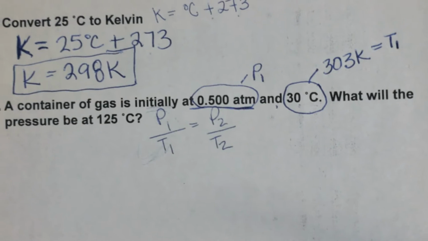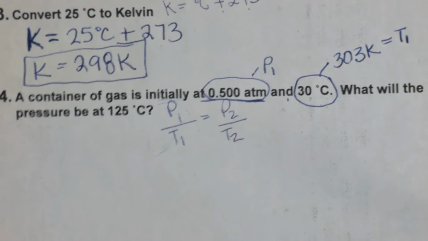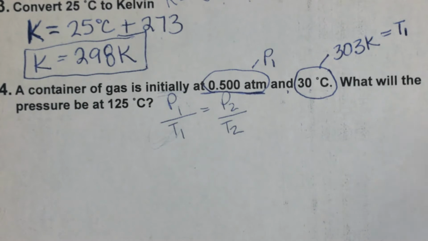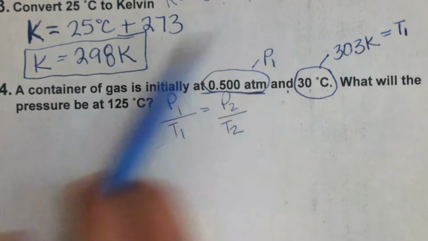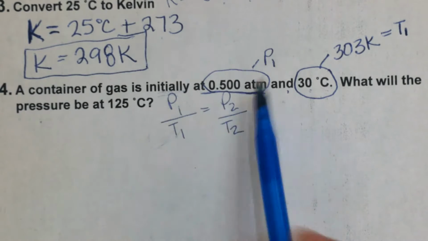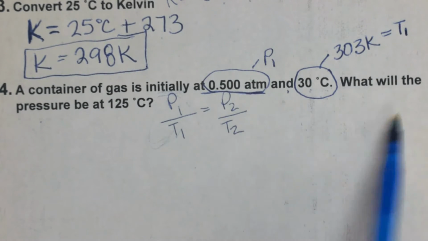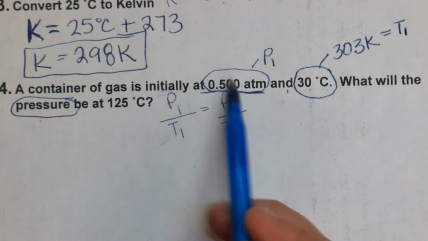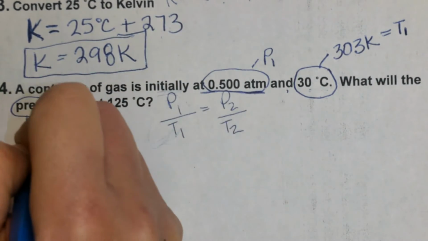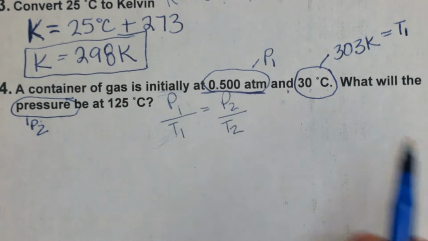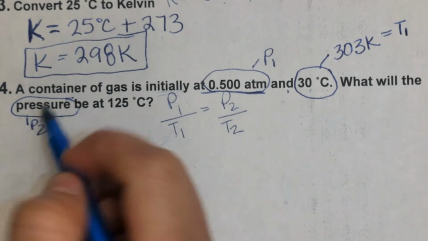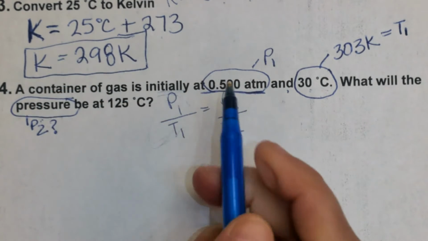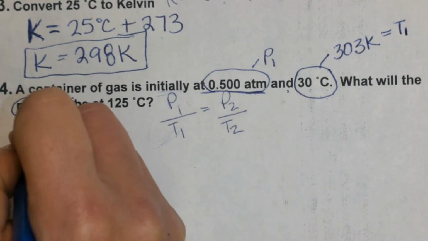Okay, so what will be the pressure? This is P1, and this is afterwards. Because it changed from here to here, it will be P2. That is your unknown, the one we're trying to solve, so that's the one we're going to isolate.